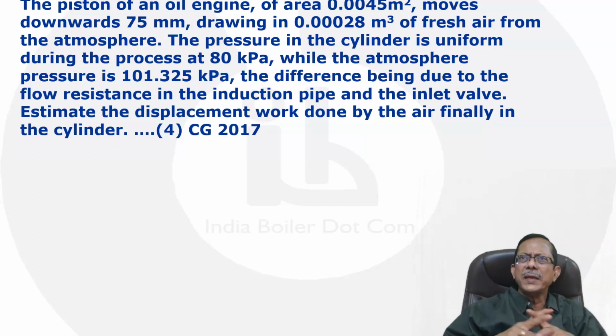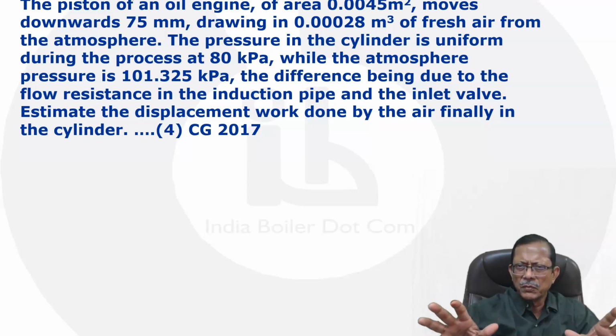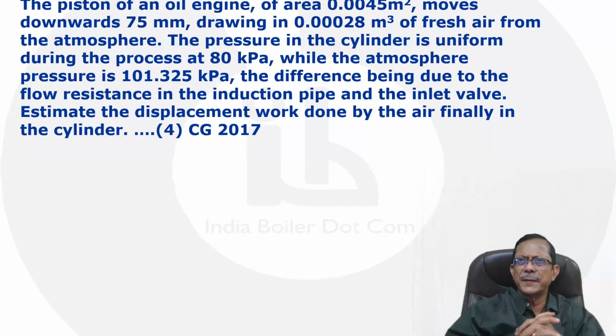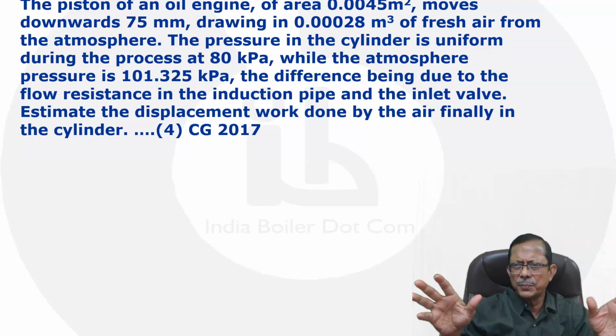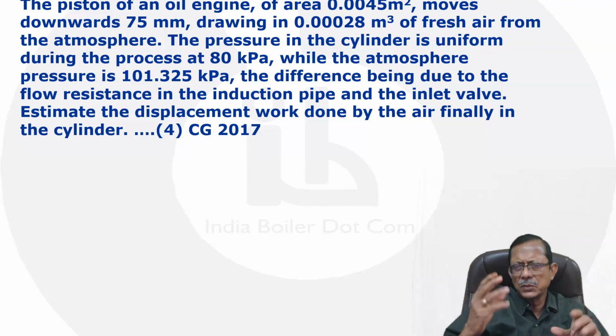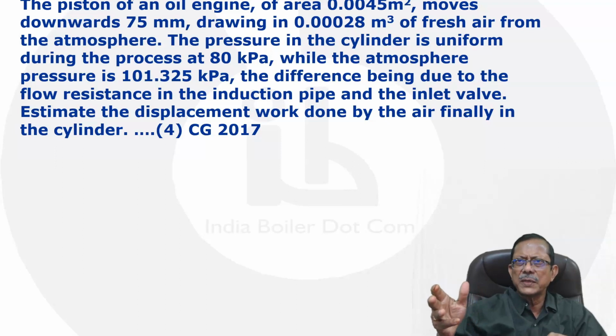Now, drawing in 0.00028 meter cube of fresh air from the atmosphere doesn't have any meaning, right? How much air it is bringing is not a question. The question is how much air it is displacing, how much volume it is displacing. Now they are saying the pressure in the cylinder is uniform during the process at 80 kilopascal. While the atmospheric pressure is 101.325 kilopascal, again, it has no relevance to this question, because they are saying the difference is due to the flow resistance in the induction pipe and the inlet valve.